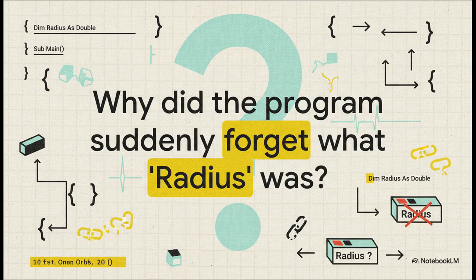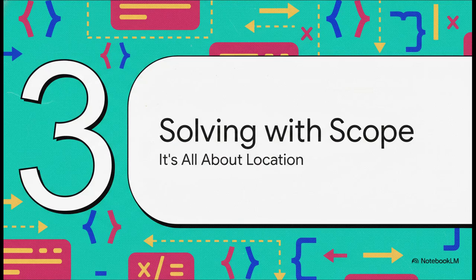This little mystery gets to the heart of one of the most important concepts you'll ever learn in programming. The solution to our problem has a name. It's called scope. And really, scope is all about location, location, location. It defines where in your program a variable is actually alive and accessible. Think of it as the variable's home turf.